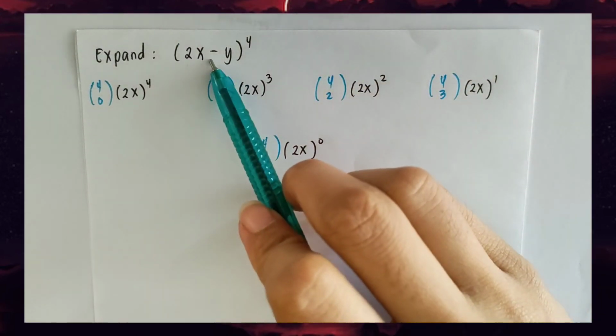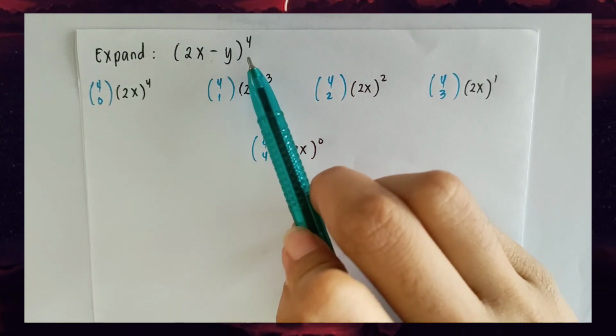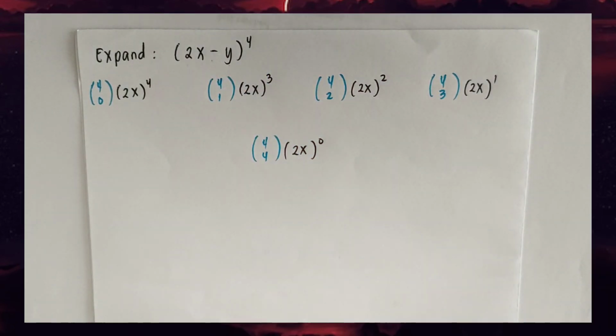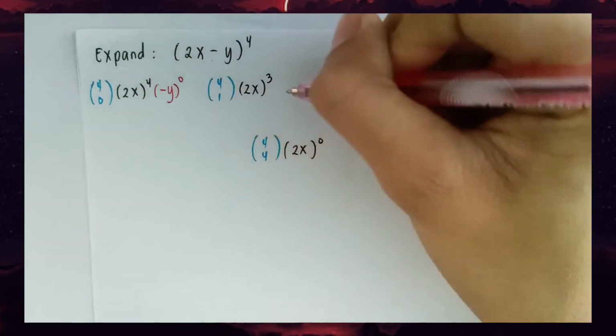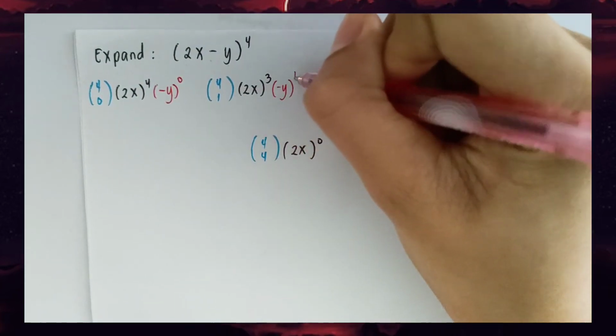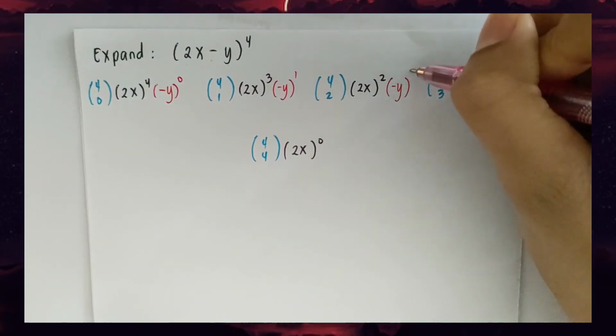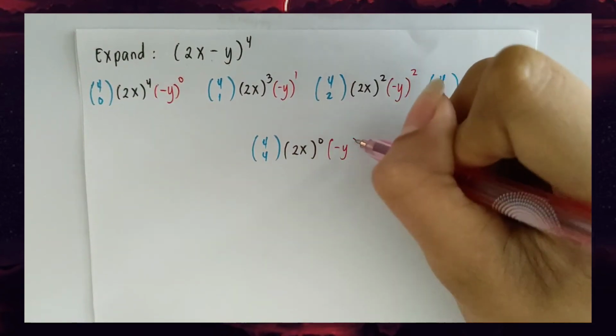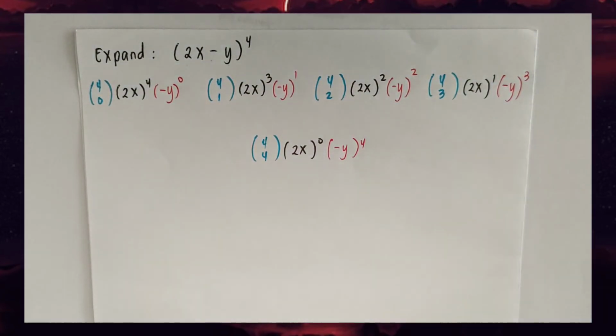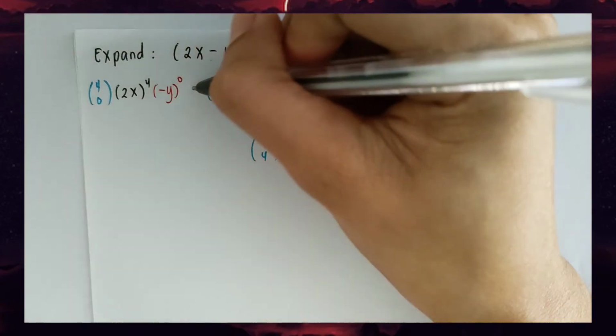Next term, negative y, raised to 4. But this time, we will start at 0 and end with 4. Second term's exponent increases. Negative y raised to 0, negative y raised to 1, negative y raised to 2, negative y raised to 3, and negative y raised to 4. Do not forget our operation addition.